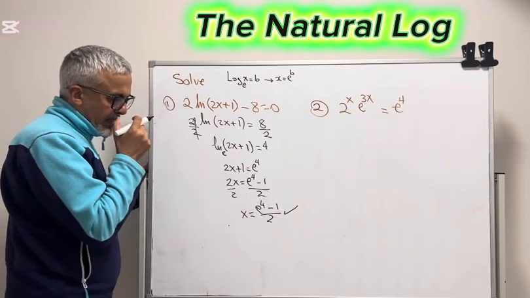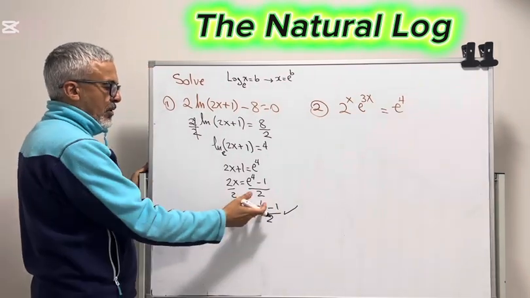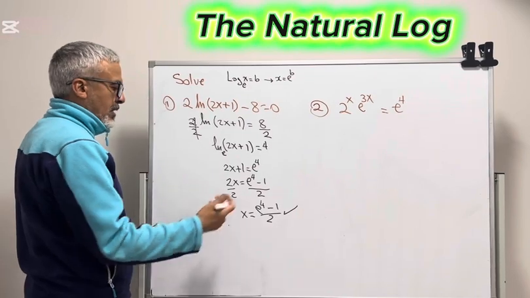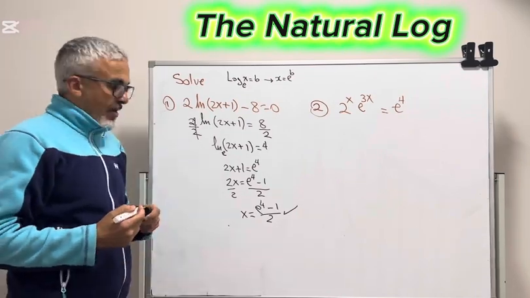If you want to calculate this in decimal, just go e raised to the power of 4, take away 1, and then find what that is. Divided by 2 will give you a decimal answer, but we'll just leave it in exact values.